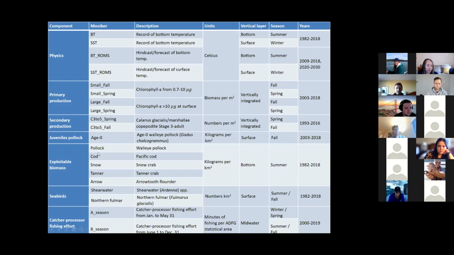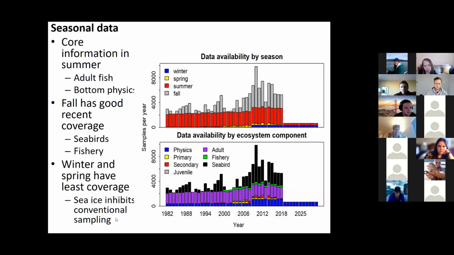We've got surface trawls for juvenile pollock. We've got bottom trawls, large mesh bottom trawls for 5 species, a slightly different set of 5 species than we looked at before. And we've got seabirds from the North Pacific Pelagic Seabird Database, and then catcher processor fishing effort. So it's physics to people and protected species.